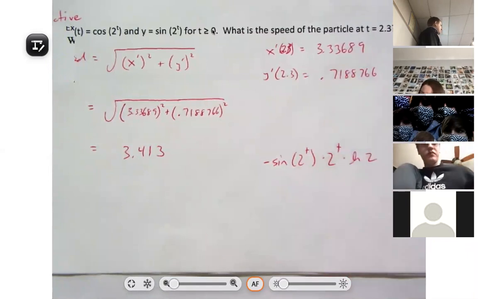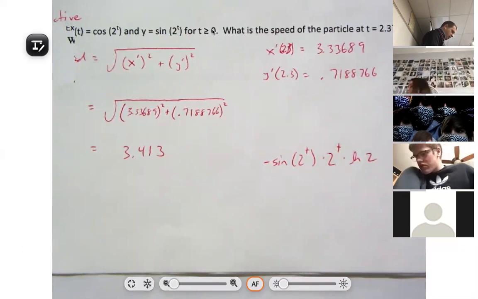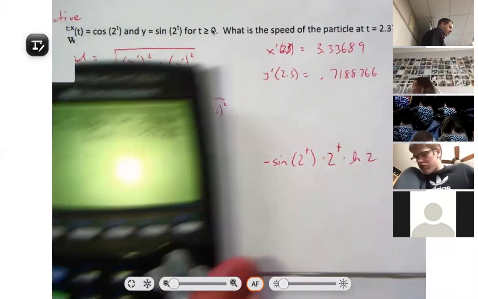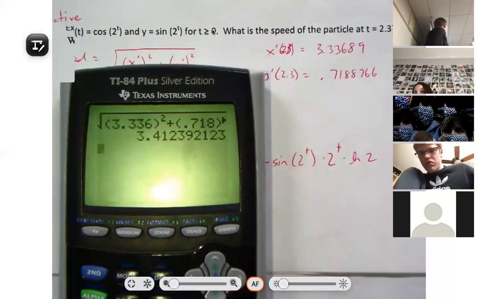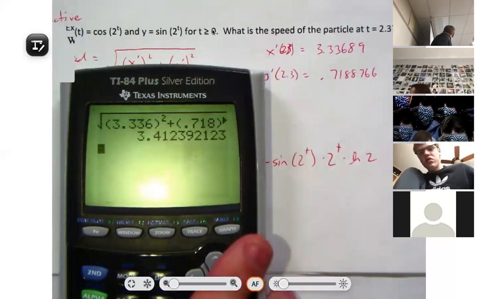Anybody do it? Curious now. So if I do square root of, and if I round those to 3 decimals, say I truncate 3.336 squared plus 0.718 squared, I would get, yeah, I'd be off by a thousandth. I would get 3.412. And the answer is 3.413.